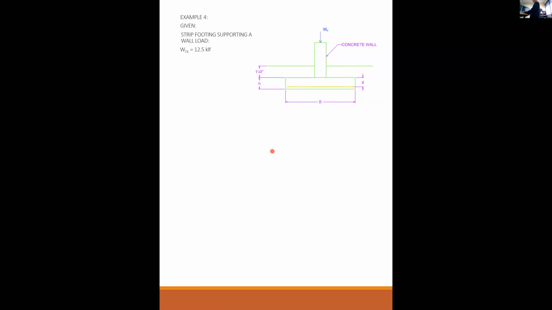The wall load is 12.5 kips per lineal foot dead, 7 kips per lineal foot live, and the concrete strength is 3,000 PSI. Rebar is 60 KSI. The wall is 12 inches thick. That's this thickness here. And the soil density is yet again 120 pounds a cubic foot. Concrete density is 150 pounds a cubic foot. Other dimensions are as shown in the illustration. The allowable soil pressure is 2,500 pounds per square foot.